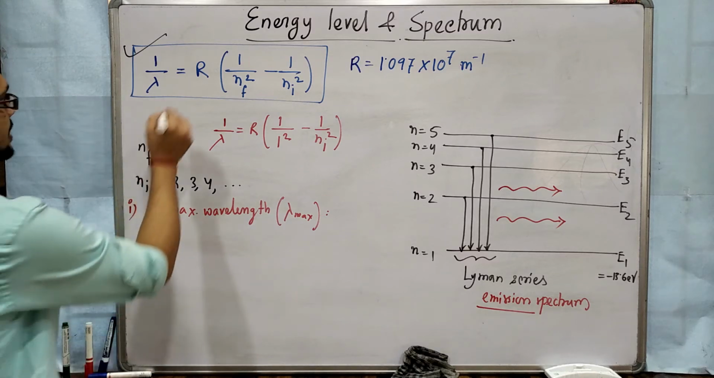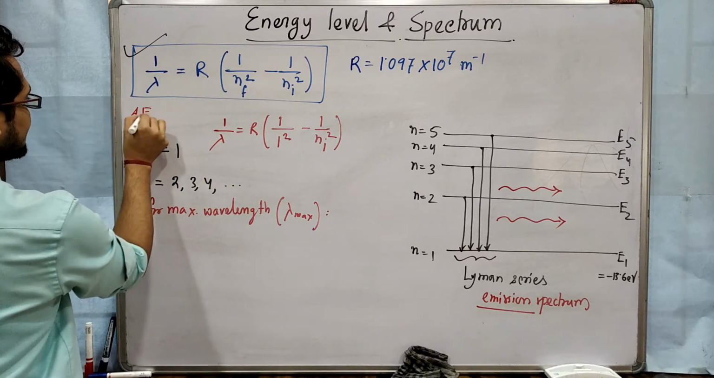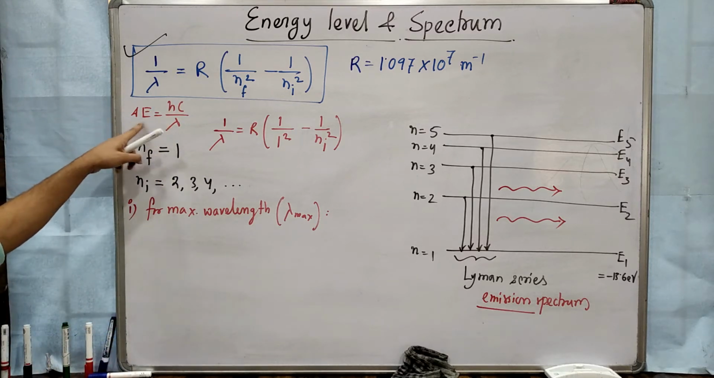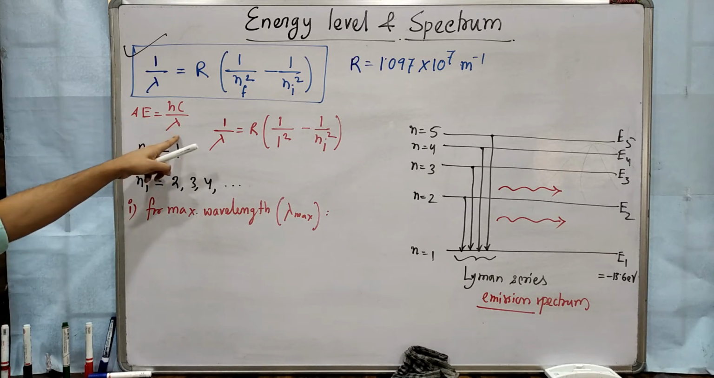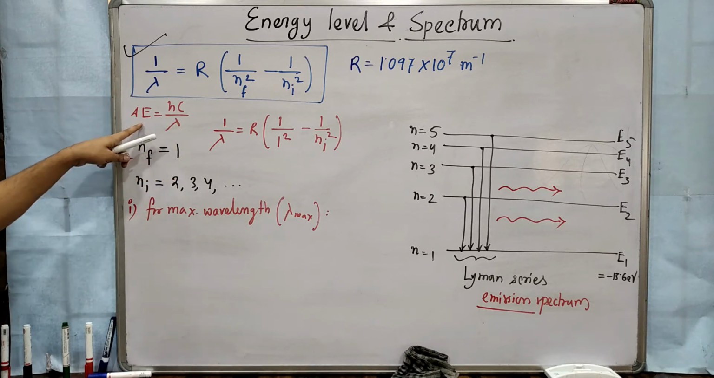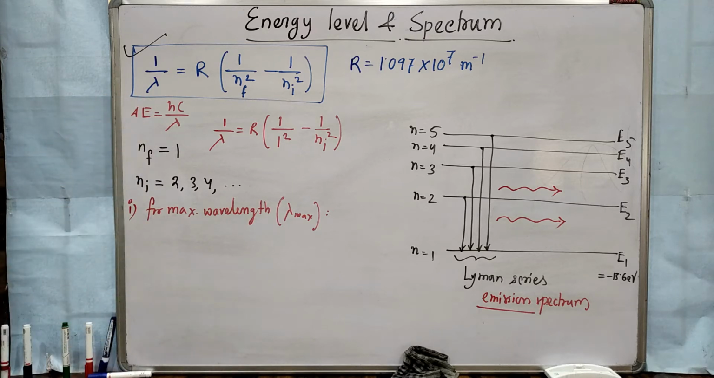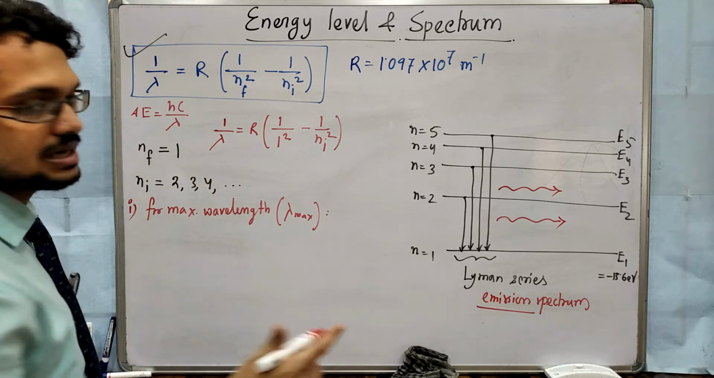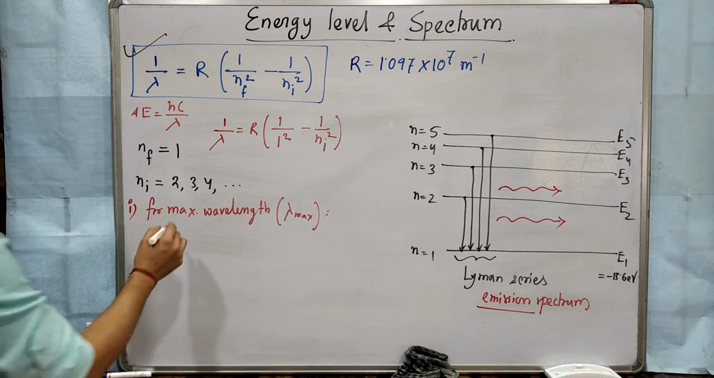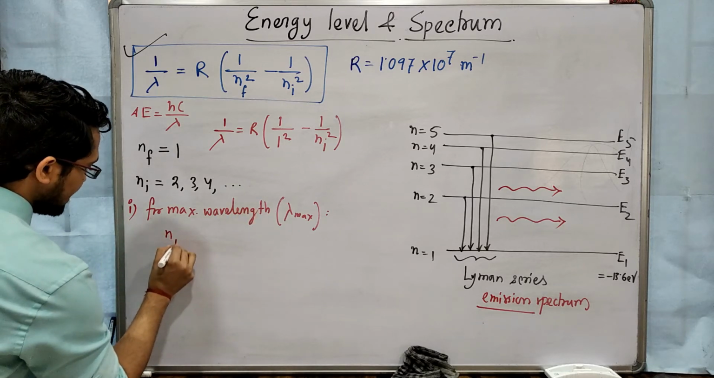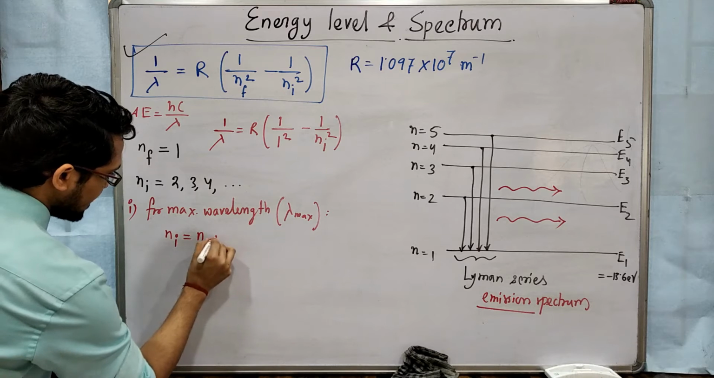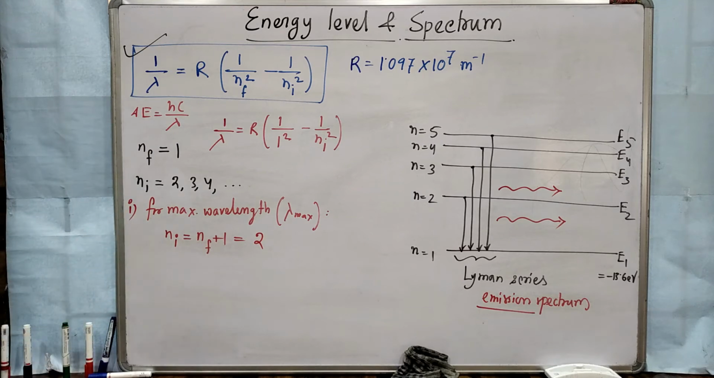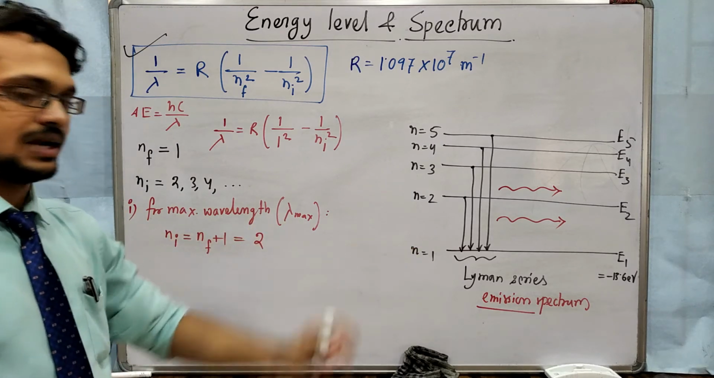This equation is coming from delta E equal to hc by lambda, right? So delta E, the energy difference, and lambda are inversely related. So if we want to get lambda max, then delta E should be minimum. When will we get the minimum energy difference? We get it when ni is nf plus 1. That means nf plus 1 is here 2. So ni should be 2 for the maximum wavelength of the Lyman series.